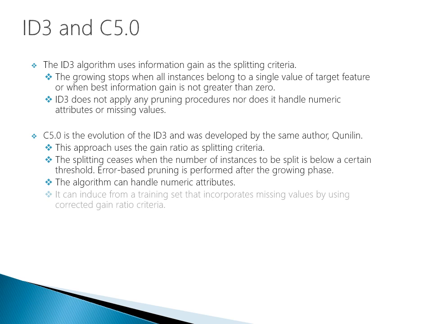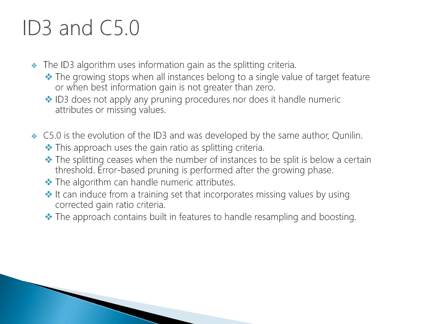The C5.0 algorithm is the evolution of the ID3 and was developed by the same author, Quinlan. This approach uses the gain ratio as the splitting criterion. The splitting ceases when the number of instances to be split is below a certain threshold. Then error-based pruning is performed after the growing phase. This algorithm can handle numeric attributes well. It can induce from a training set that incorporates missing values by using the corrected gain ratio criterion. The approach contains built-in features to handle resampling and boosting.